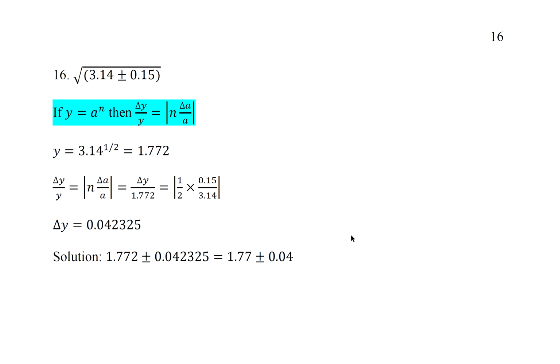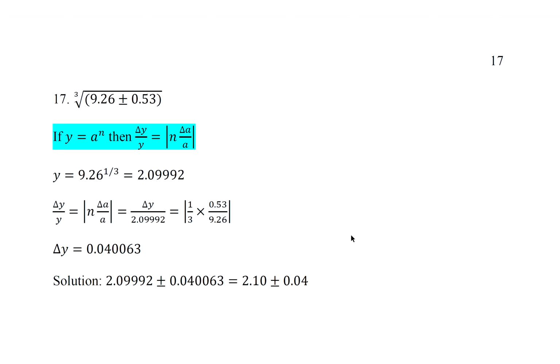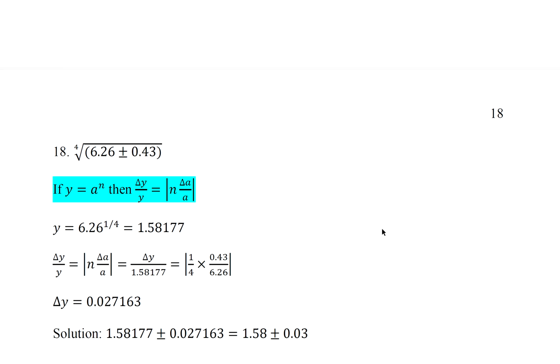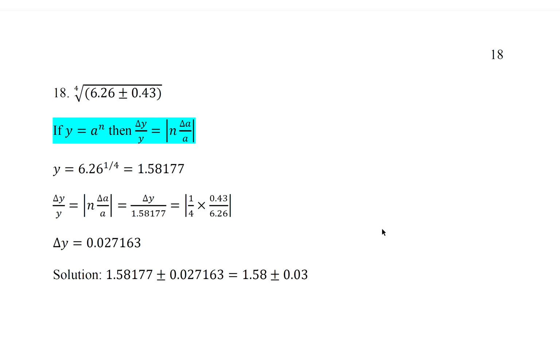Question 16, this is an exponent because the square root is just to the 1/2 power. Question 17, this exponent is to the 1/3 power. In question 18, this exponent is just to the 1/4 power.